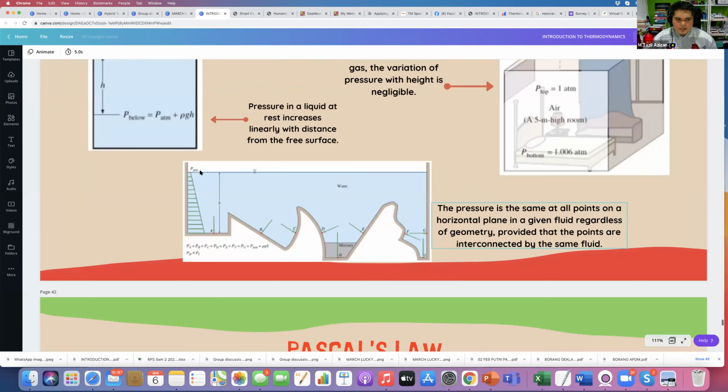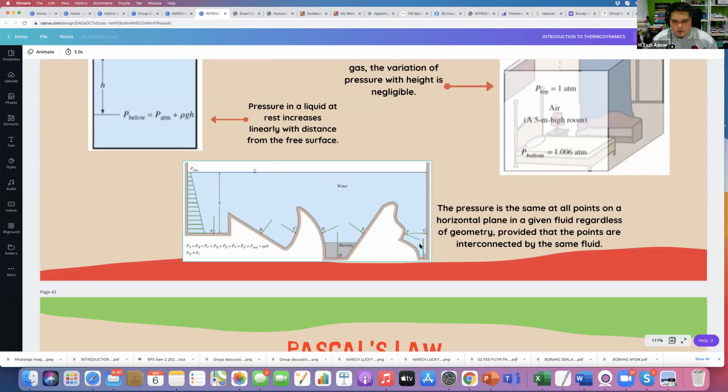Another condition is where you have several points here, A, B, C, D, E, F, G, for example. You can see that they are at a similar level and within the similar fluid, which is water. So at these points, the pressures are all the same. So pressure of A equals B, C, D, and so on. In order for us to calculate the pressure at any of these points, we just need to know the height. So we add atmospheric pressure plus the rho GH of this height.